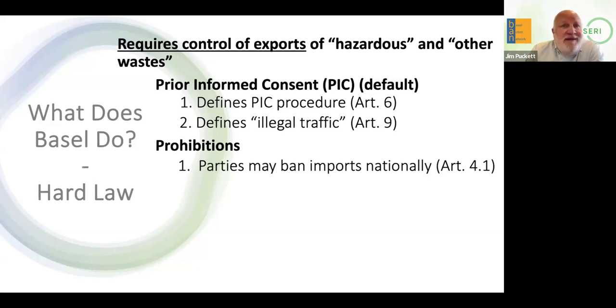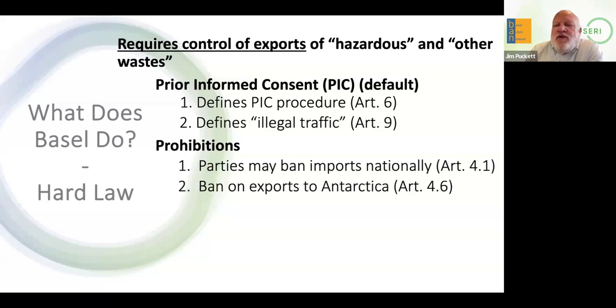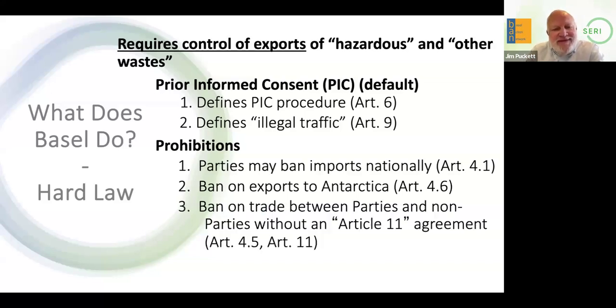So remember, when China said we're not going to take any more waste of many kinds, that was a national ban. They did that on their own. They notified the Basel Secretariat, and all the parties were notified. Another ban that's implicit is exports to Antarctica are in the treaty. I don't think anybody's planning to do that.